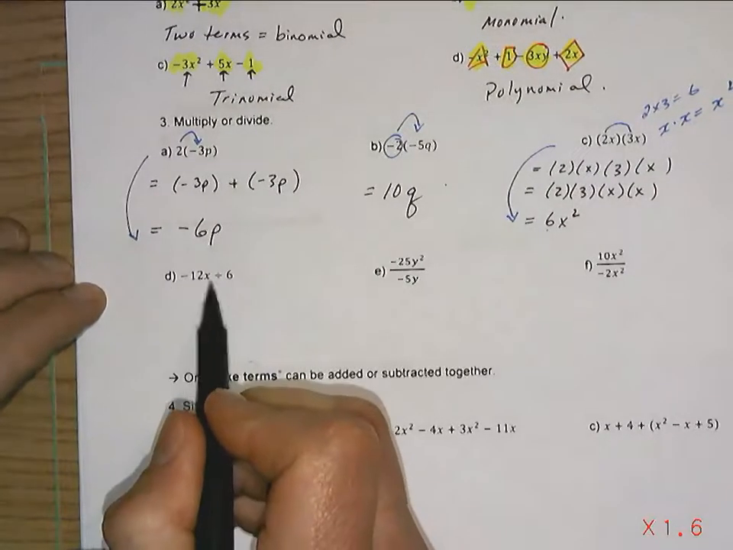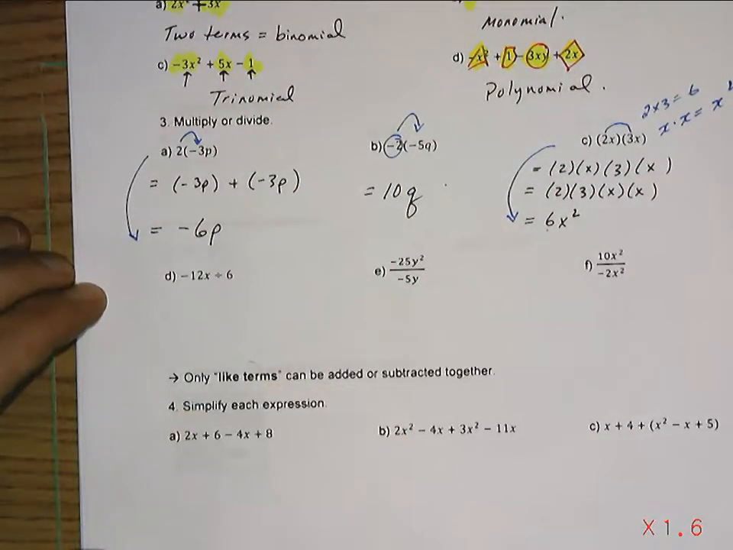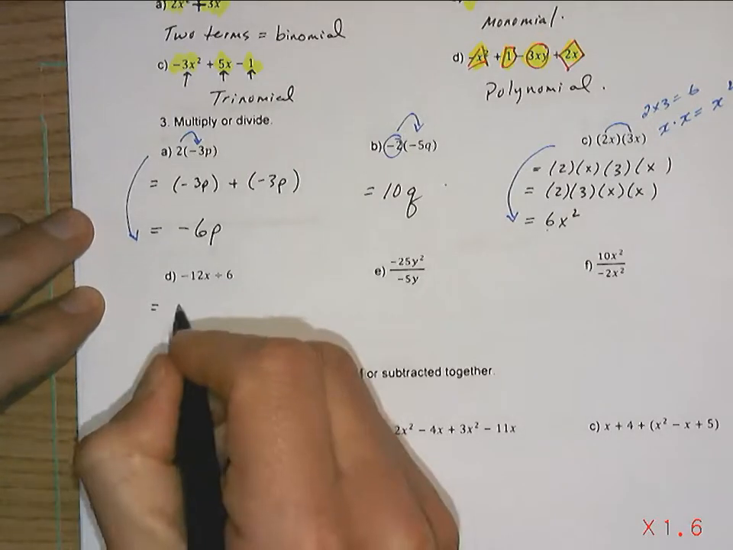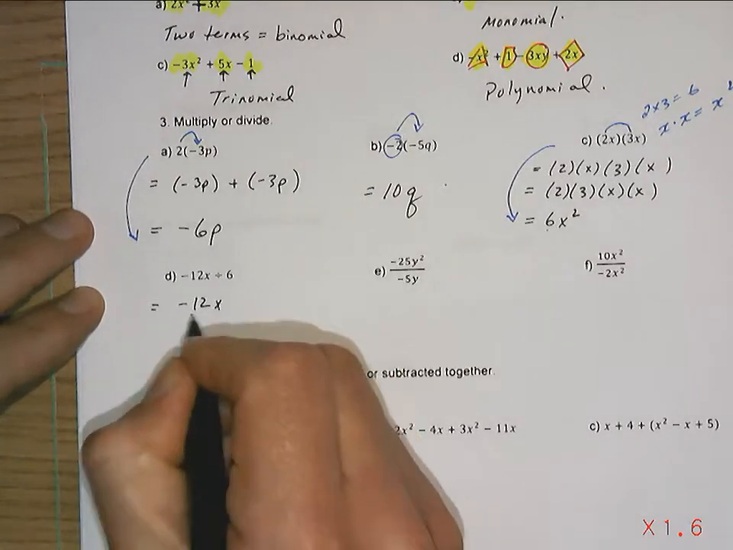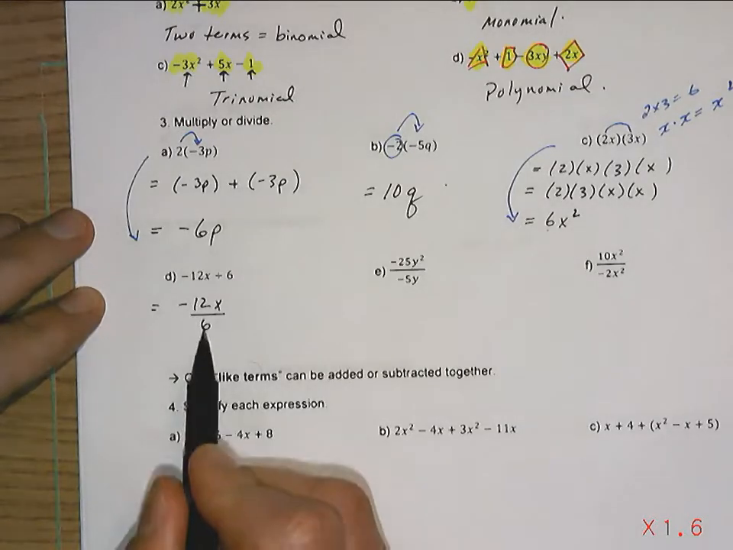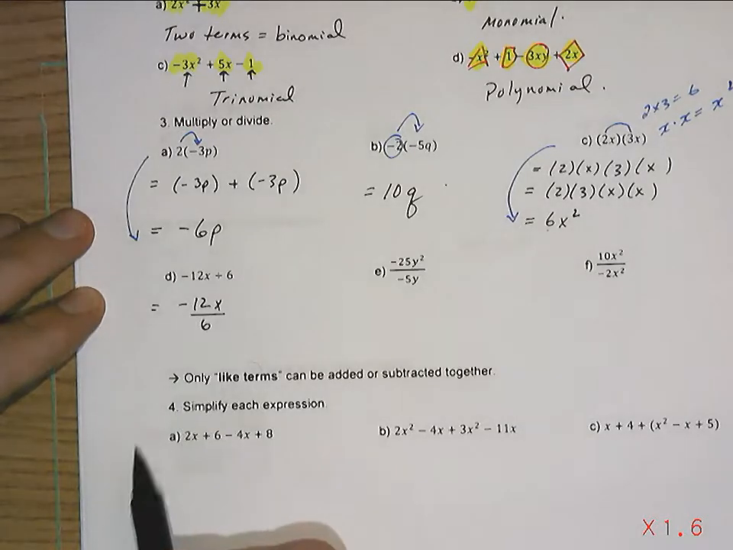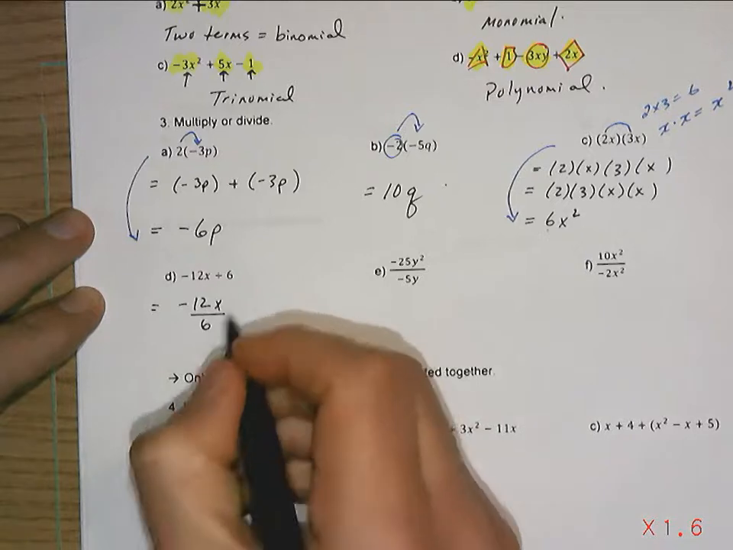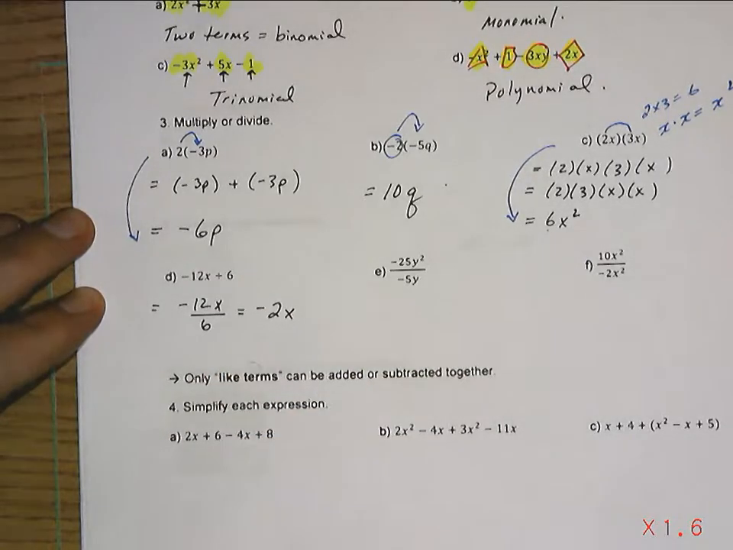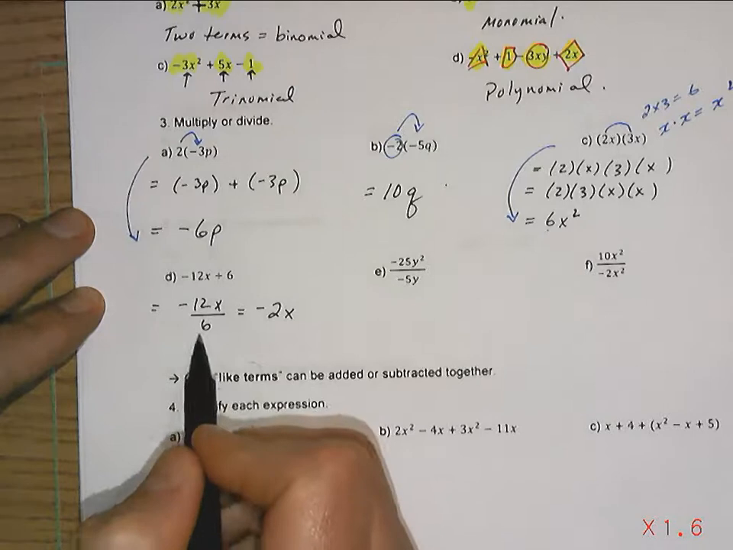Negative 12x divided by 6. Okay, so negative 12 divided by 6. We can write this a different way if we want to. That might be easier to see. I've got the negative 12 divided by 6 is going to be negative 2. And it's going to leave me with negative 2x. The x stays on top. But the negative 12 and the 6 we're able to reduce.